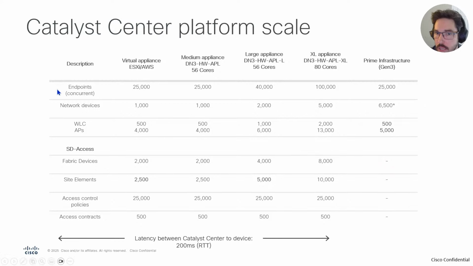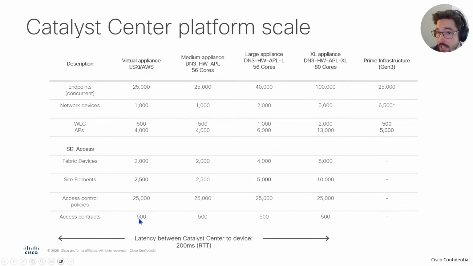Next, we have our Catalyst Center platform scale. These are just our scales of if you're in the market, you're looking for an appliance, this is what you need to know. Over to the right-hand side, we have our Prime Infrastructure Gen 3 appliance where we can see how many endpoints does it support, network devices, WLCs, APs, and take this into account when you're performing the migration. If you know how many devices are within Prime Infrastructure, this may help you select which appliance you need to get for Catalyst Center.